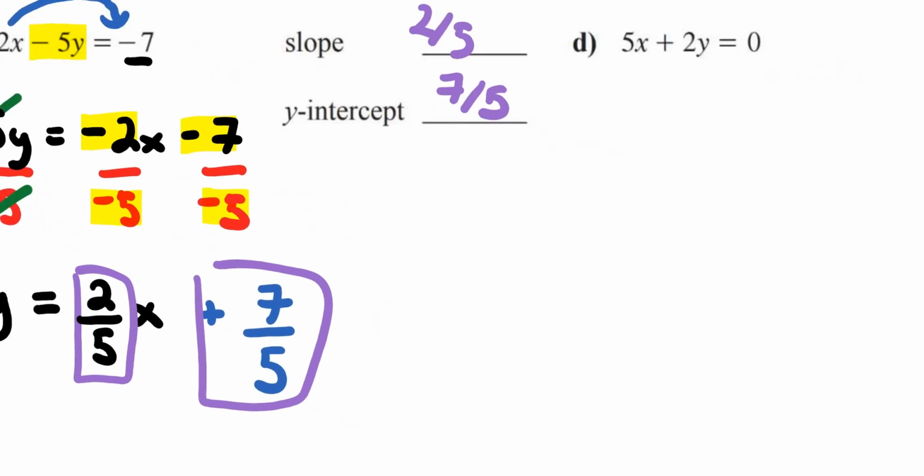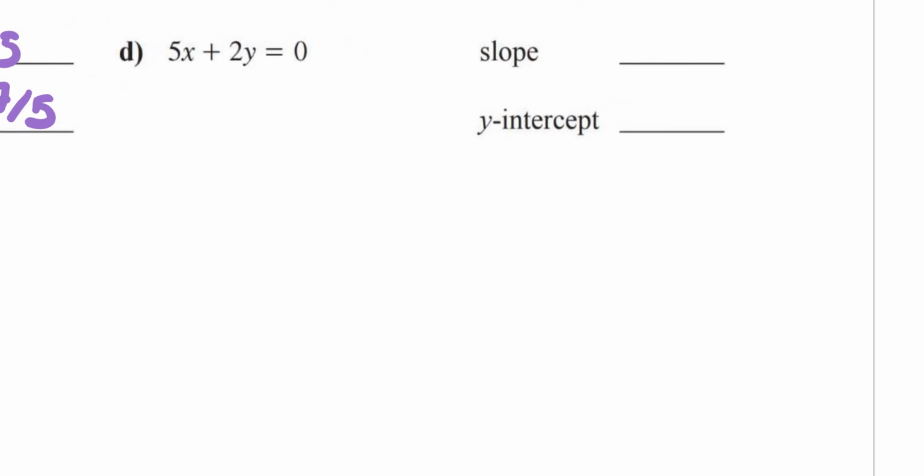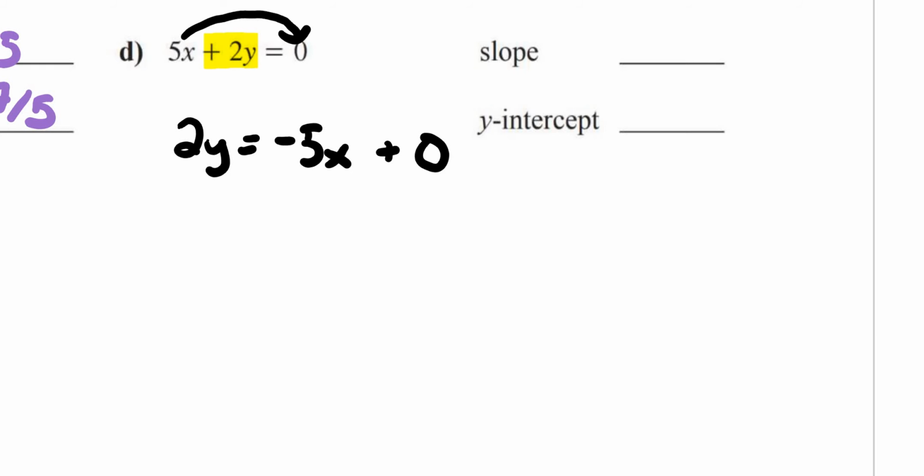Good. Okay, so moving on to letter 2D here. Once again, I want to isolate for the y term here. So let's move the 5x over. So this will be 2y equals to negative 5x. And if you want, you can add the 0 as just plus 0.